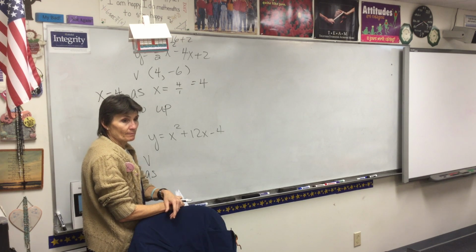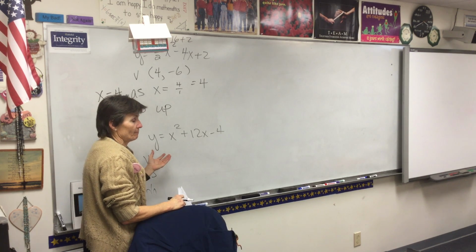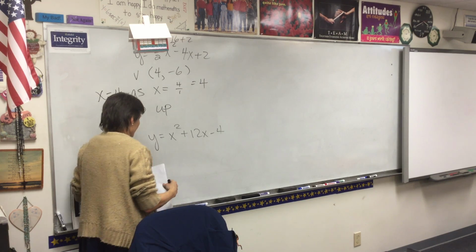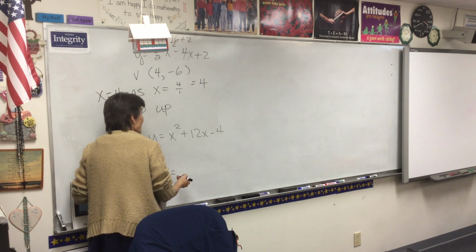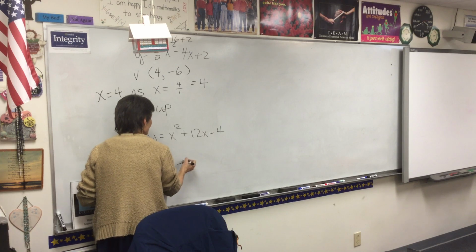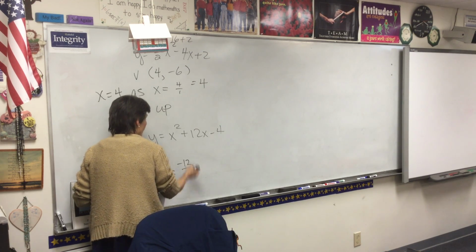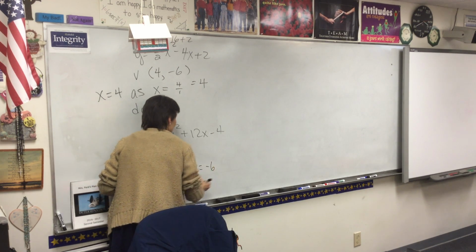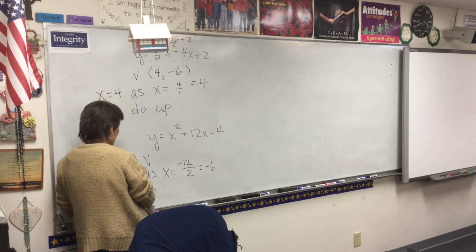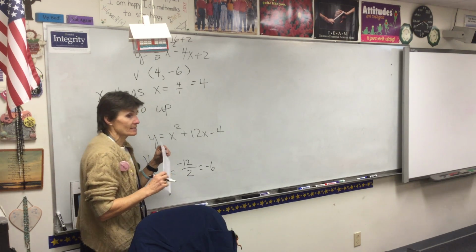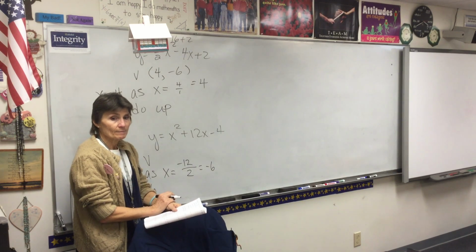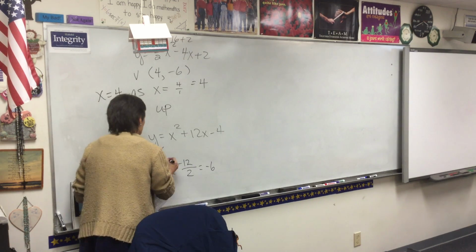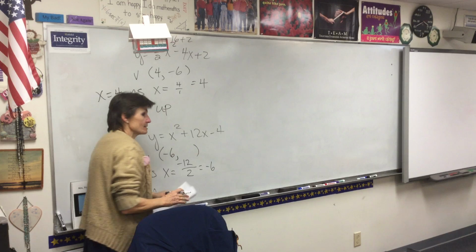Okay? Now guess what? We're going to do it again. Same thing. x equals negative b over 2a. So this axis of symmetry is x equals negative 6? Correct? Yes. So x is negative 6? Yep.